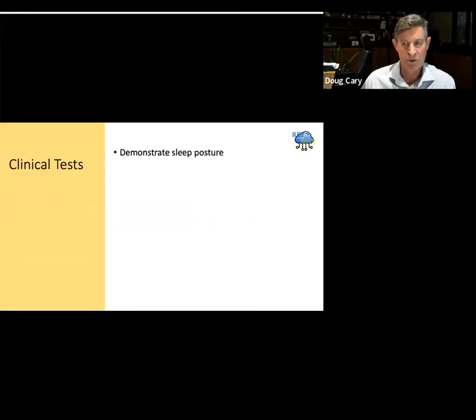Okay, so then we get them into the room, and for clinical tests specific to sleep, I get them to demonstrate their sleep position. If they say, oh, I think I do this, I think I do that, I say, okay, just show me that, but tonight and the next couple of nights, I want you to really think about it, and then we'll go over it. Some people are very light sleepers and very aware of the position they sleep in. Some people have no idea, so they've got to really think about it.